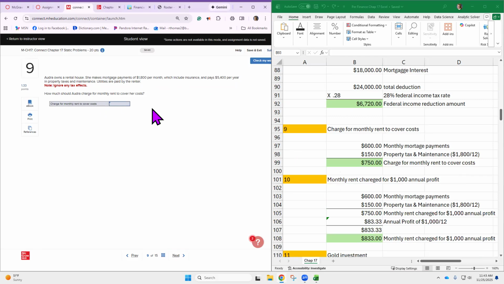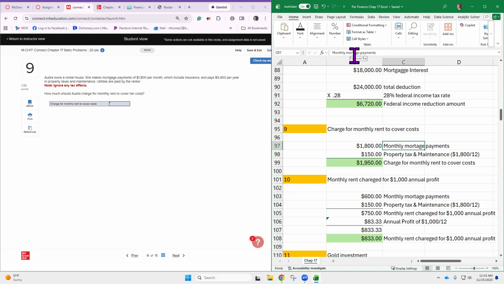If Audra owns a rental house, she makes mortgage payments of $1,800. I'm going to put $1,800 down in my problem, which includes insurance. So it's not separate. When she makes a mortgage payment, that pays her house insurance too, and she pays $5,400 per year in property taxes and maintenance. So let's put that in now for a year.